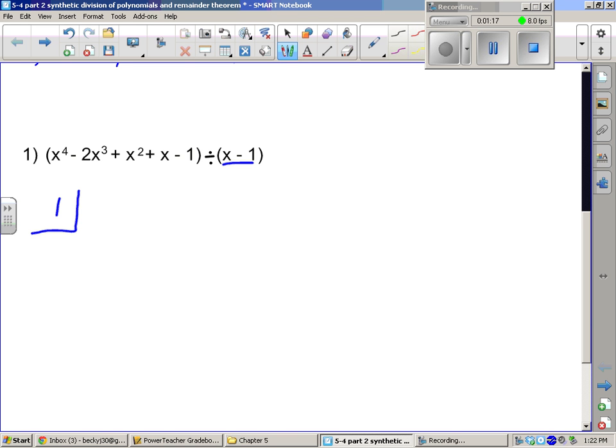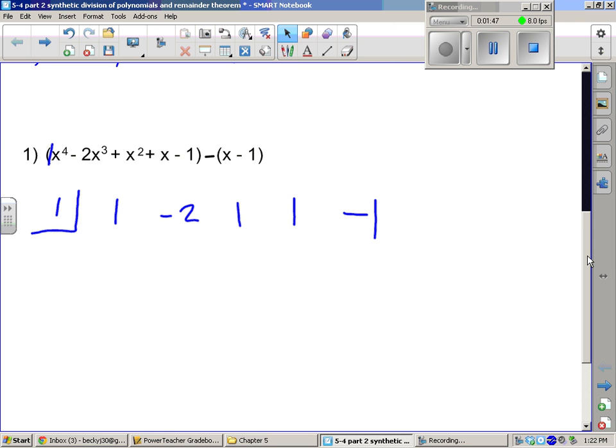Okay, the next thing we have to do is check the powers and make sure they're in numerical order: 4, 3, 2, 1, and 0. So if there are any missing, you're going to have to put zeros in as placeholders like we did in long division. Nothing missing though, so let's put down the coefficients in front. So we put down a 1, a -2, a 1, a 1, and a -1.